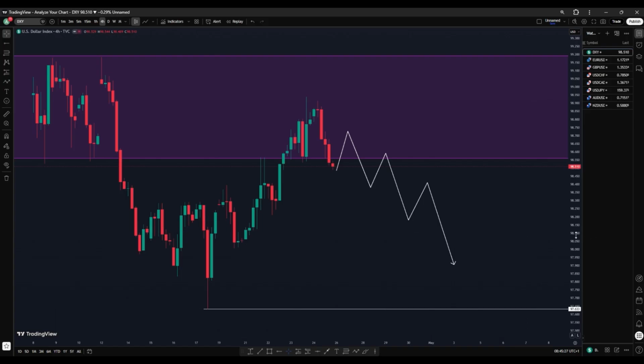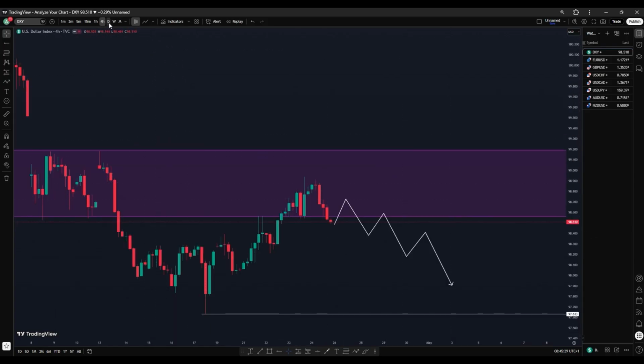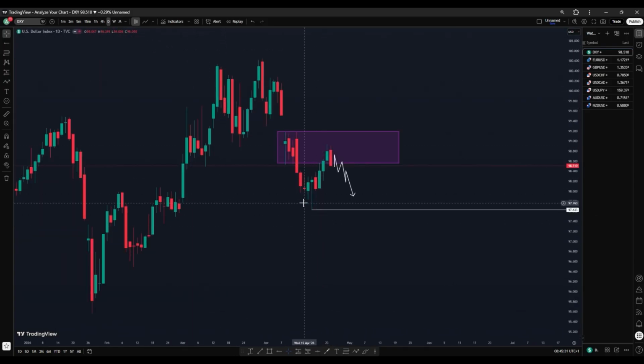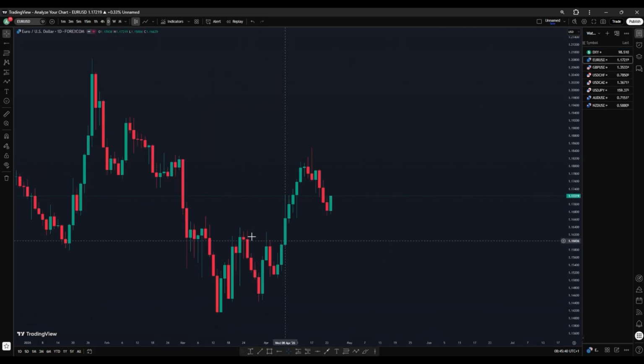So if you go up to the daily time frame, let's do that real quick. You're going to see that this is the low, right? This is an old low that we are going to be using as the target for this trade. So with that in mind, if you move over to Euro USD, you're going to see the same trade, just the opposite. So on Euro USD, you can clearly see that we are bullish. So we have a bearish dollar index, we have a bullish Euro USD.